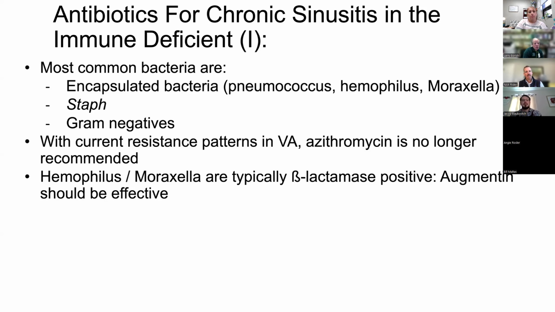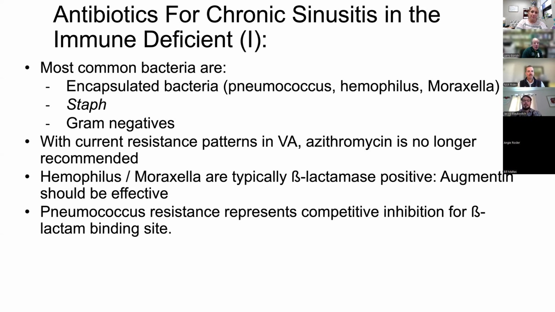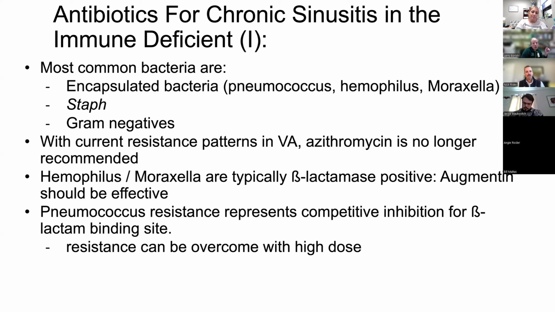Because Haemophilus and Moraxella are typically beta-lactamase positive, Augmentin is a great drug and it should be effective because of the presence of the clavulanic acid. On the other hand, pneumococcal resistance, which is becoming more and more prevalent, represents competitive inhibition for the beta-lactam binding site, and that can usually be overcome with just a higher dose of the amoxicillin.